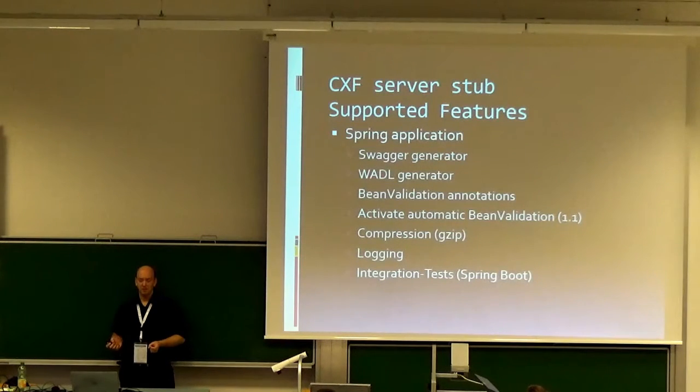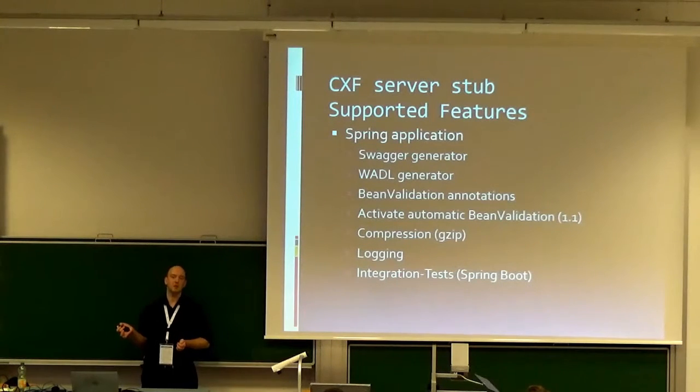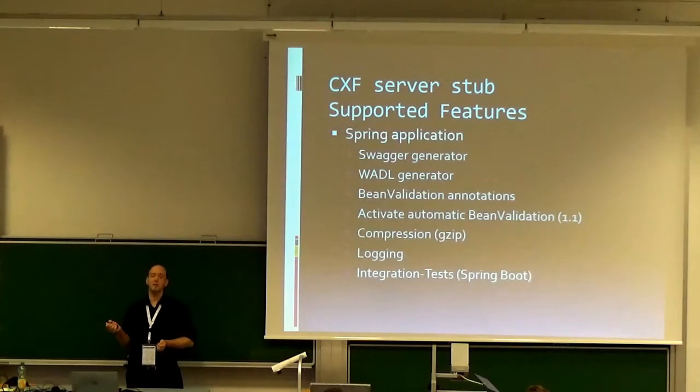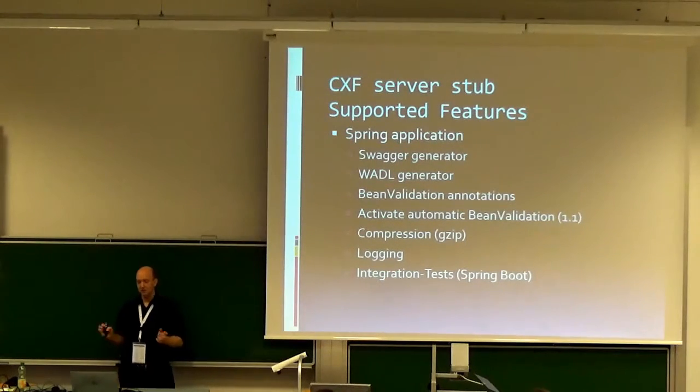In the next step, I want to show you the additional server start features. So there's the Swagger generator, the Swagger feature. We have the Wadle generator to generate a Wadle automatically. We have bean validation support, and you can also activate automatic bean validation for Jboss or Java EE7 servers. So the bean validation is transparently done in the background. You don't have to take care of it. And there's also a compression feature, logging feature, and the integration tests I already showed to you.